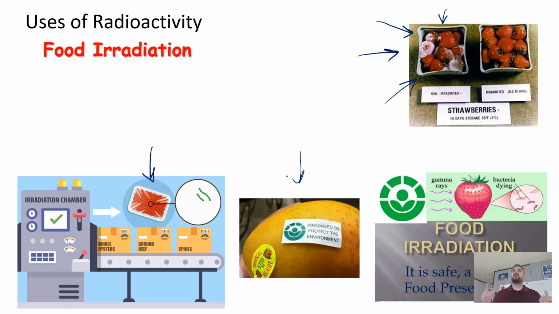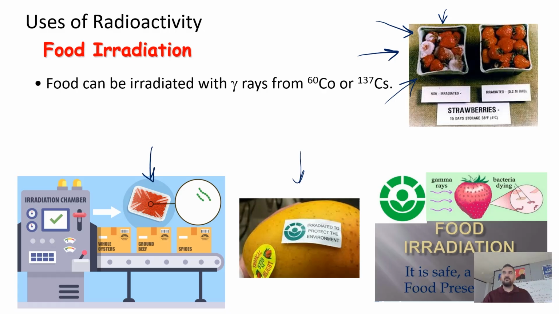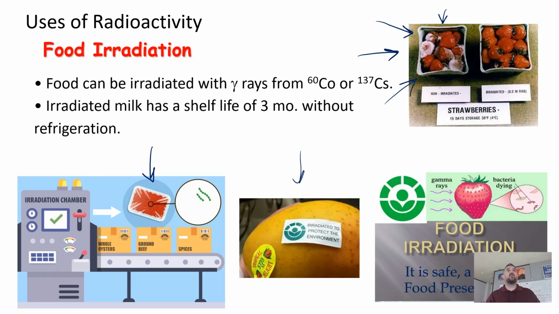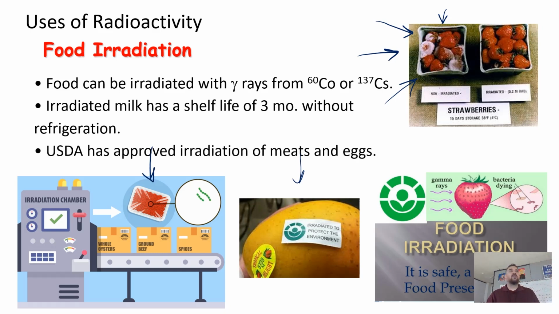When we import fruits and vegetables from other countries, we always hit them with radiation because we don't want any of their bacteria. All right? That's gamma radiation, and it doesn't make the food radioactive. It just kills the bacteria that's on the food. It's safe, yes. You don't want to be hit by the radiation, but it's okay for your food to be hit by the radiation. Also, they do this to milk. It kills the bacteria in milk.